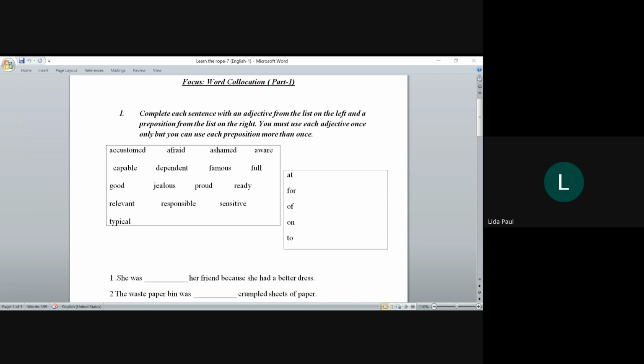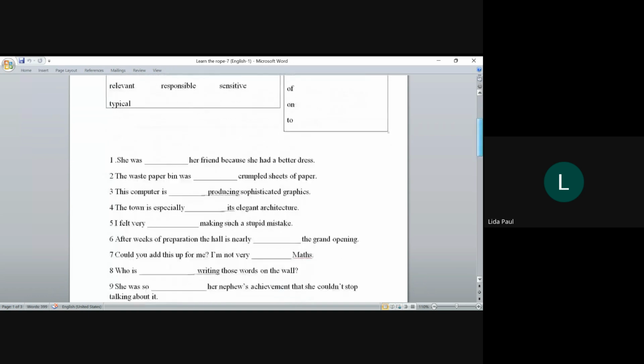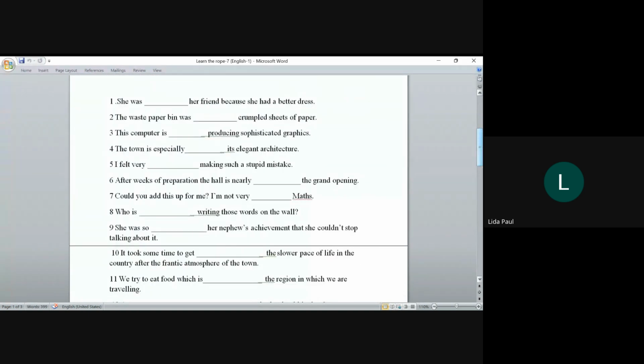So look at each of them. We are not going to just simply make the combinations. We're going to look at a couple of these sentences to understand the context better. So I'm scrolling up because I've already given you the options in the chat box. Let's answer the questions straight away, right? So first sentence, she was dash her friend because she had a better dress.